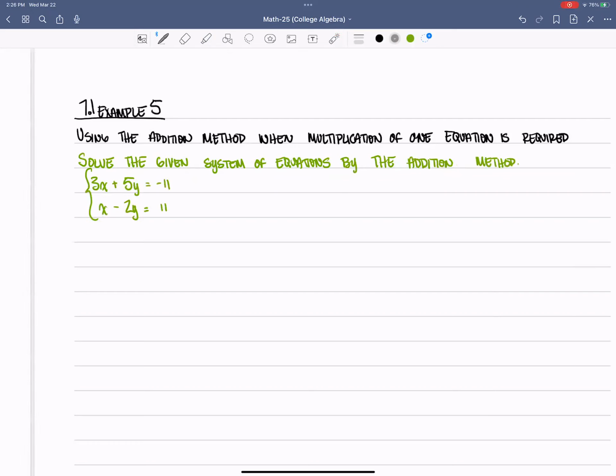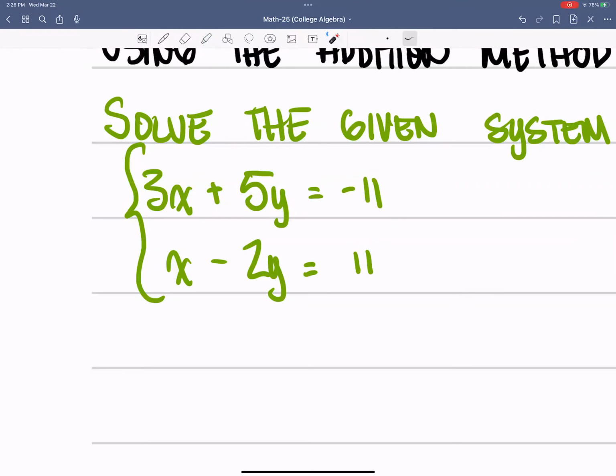So let's take a closer look at what we could do. So 5 is not a multiple of 2, nor is it vice versa. But what I could see here is we could turn this really easily into a -3, so that way when we add them together, these two eliminate. So what I really want to do is look at this equation and multiply it by -3. So let's do that.